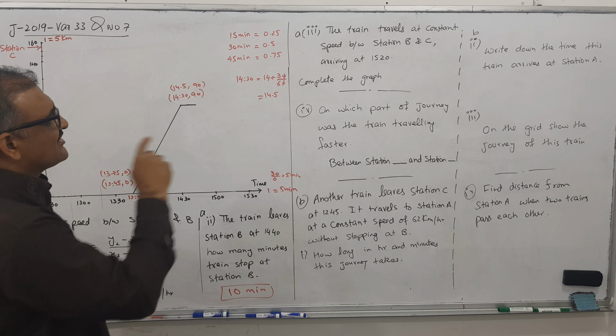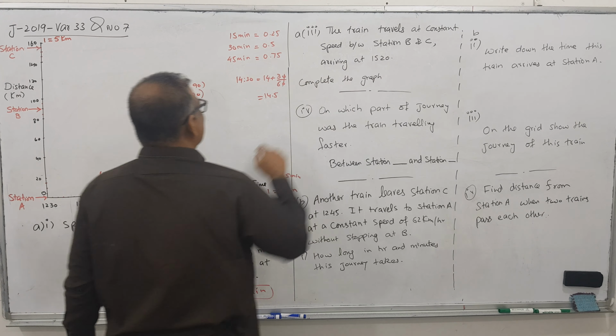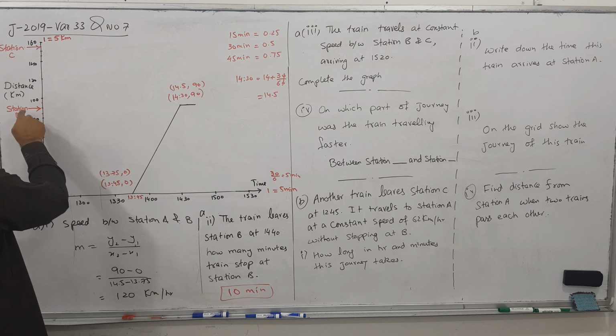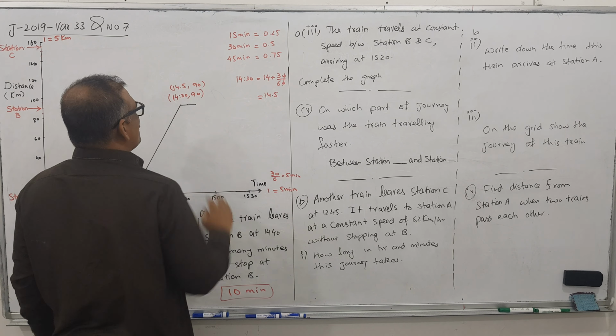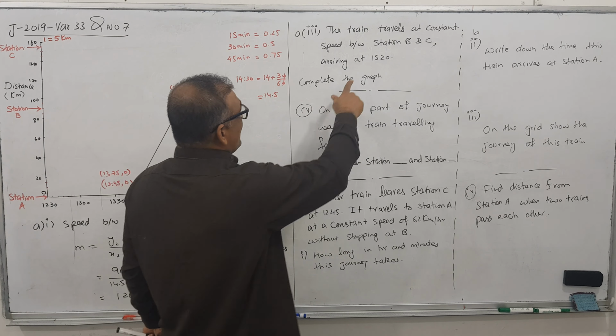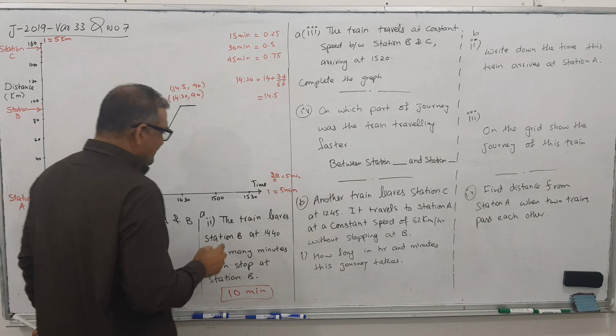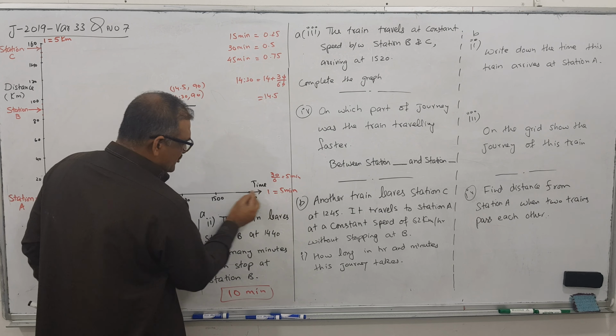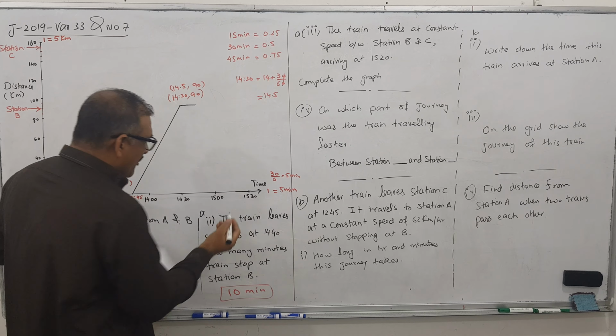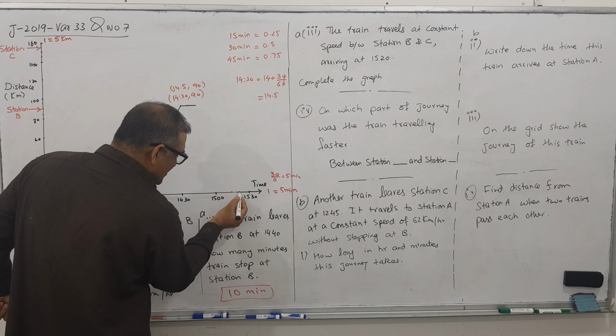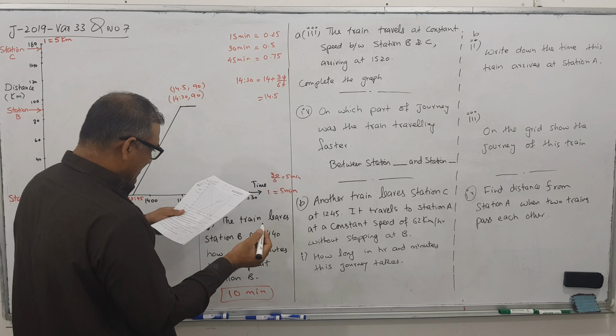The train travels at a constant speed between station B and C. This is station B, and now it will go this way. The arriving time is 15:20, and you know 5 is 1 box back. Here we have 4 boxes, so 6 boxes we have here.